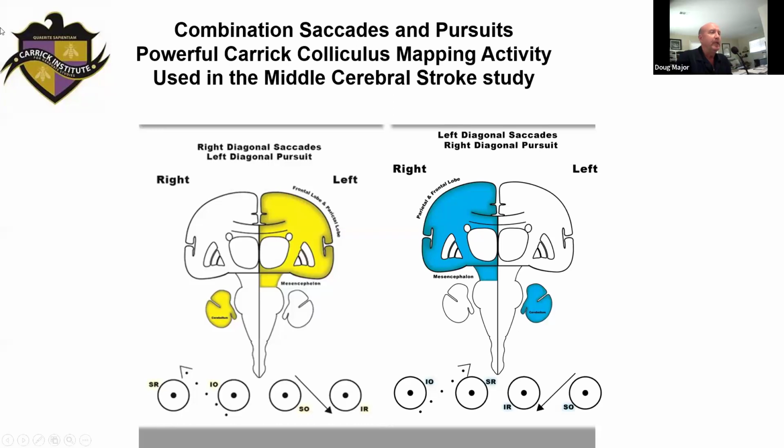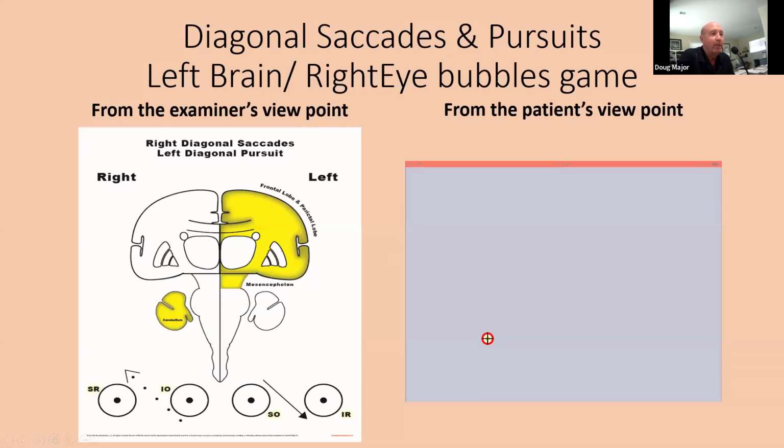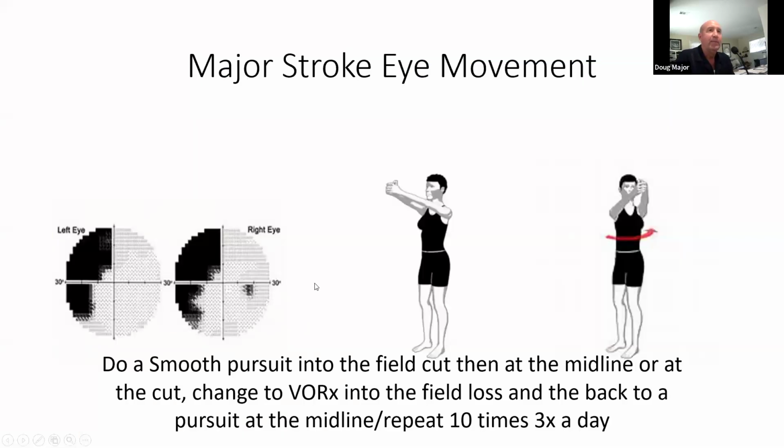And I'd like to finish up by talking about that controlled study. What worked so well for rehabbing a stroke was what we call the colliculus mapping activities, which essentially is the eye going up in this right direction here, and then coming down in pursuit. And I'm going to use my variation of the major stroke movement.